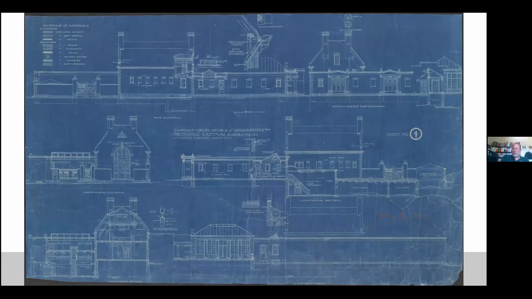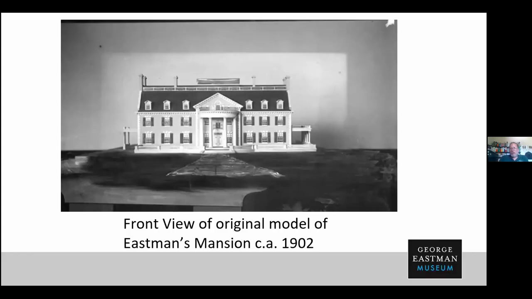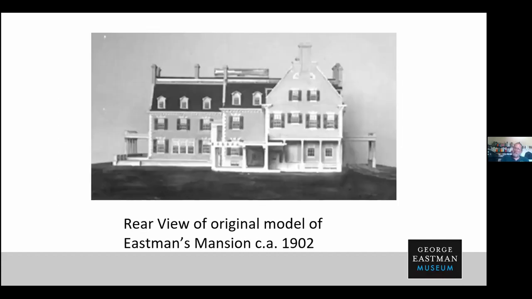But within a month, he was commissioned to produce a model. Now, this is an actual model sitting on a table of Eastman's house. It's not perfect. It's not to scale. Some of the things we see in it weren't necessarily done. So here's a front view. This is an interesting one because this is a rear view and most people have never seen a lot of this.